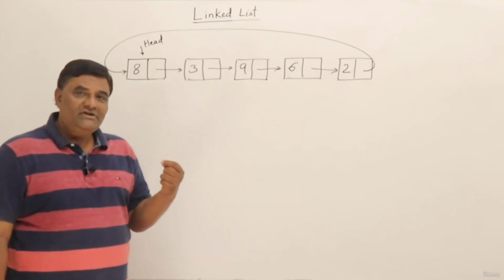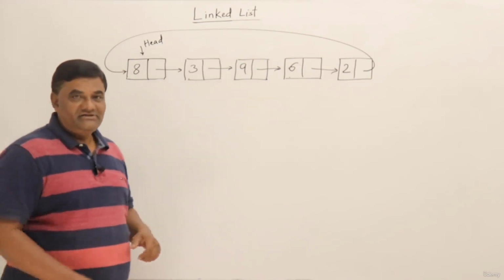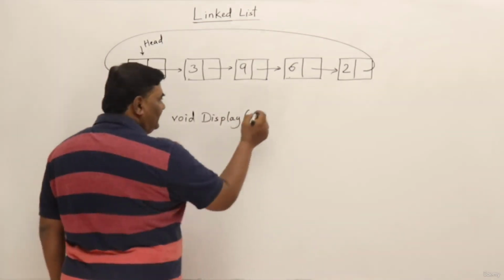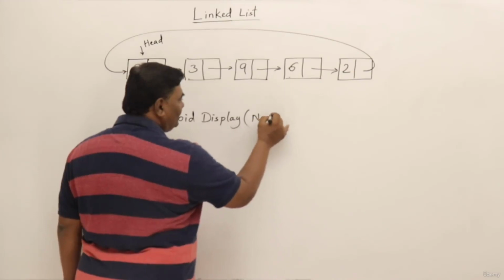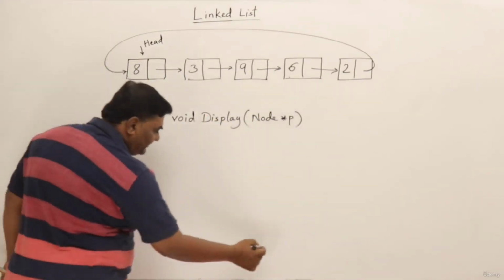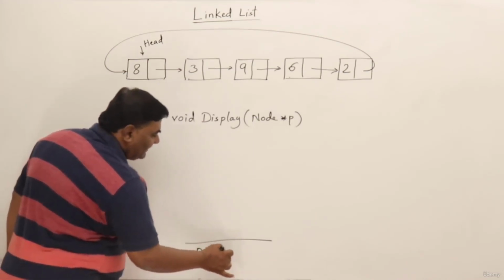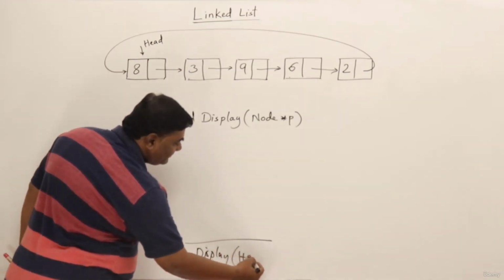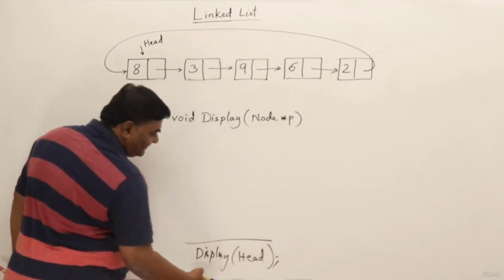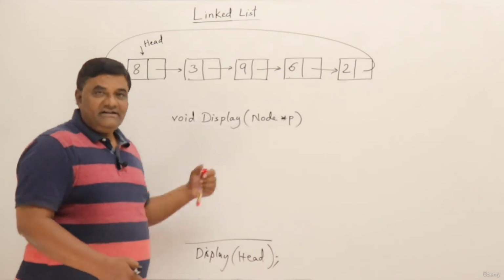So I will write on a function for displaying a circular linked list. Display function. It takes a pointer to head node. P is a pointer to head node. So when we call this function, we should call it like this. Display and pass the pointer head. So if you pass the pointer head, then this function is called. Let us write the function.